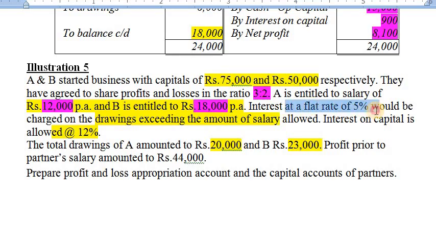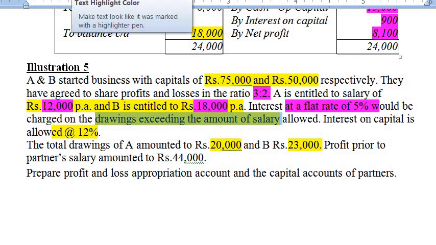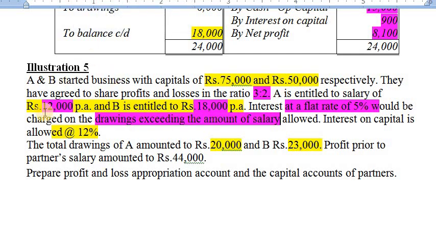Interest, flat rate of 5%. Notice this: flat rate of 5%, so you don't have to worry about the period. Okay. Second thing, drawings exceeding the amount of salary. That means if their drawings in case of A are up to 12,000, no interest. If his drawing is 13 or 20 or something, then for that extra amount he has to pay interest.